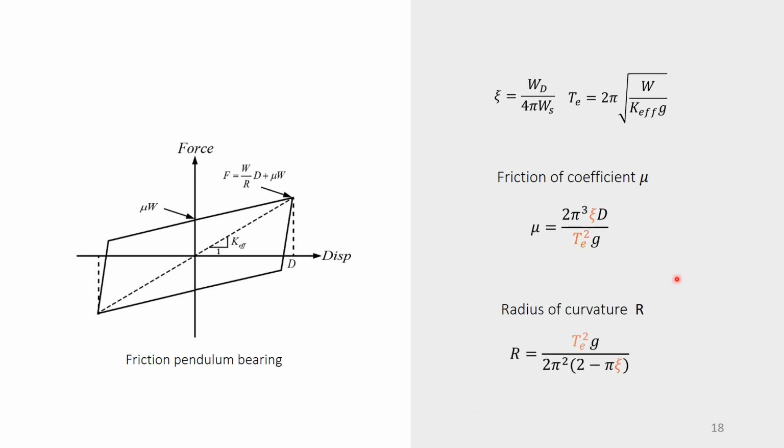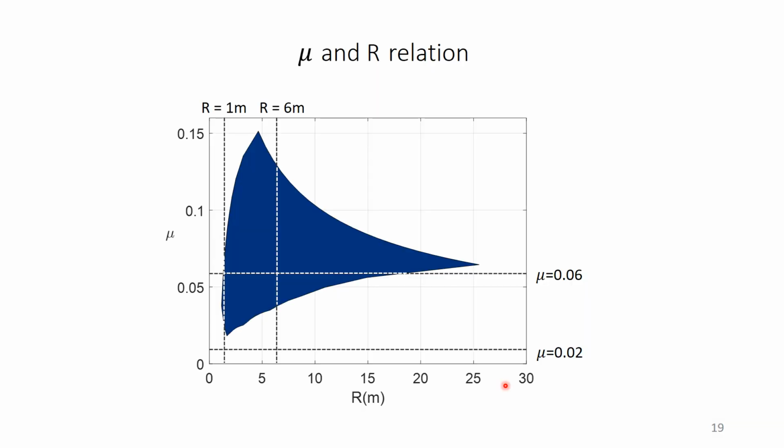And we can see that there are two unknowns, which are zeta and TE, in these two equations. So by the last figure, the values of zeta and TE can be input into these two equations, and thus the values of mu and R will be determined. So then by the last figure, the mu and R design range will be determined as the blue color area.